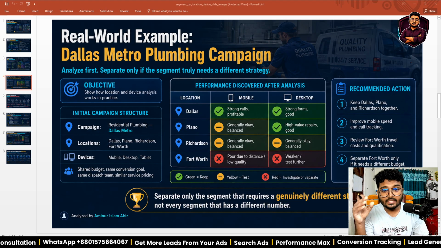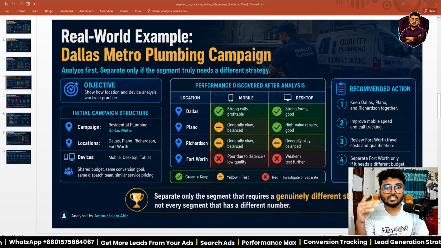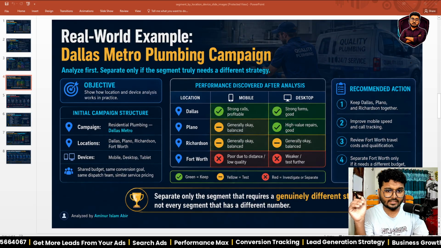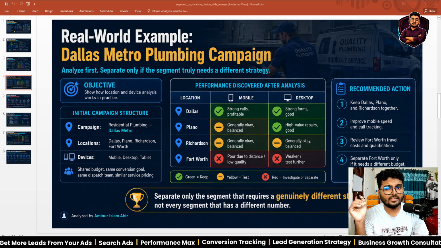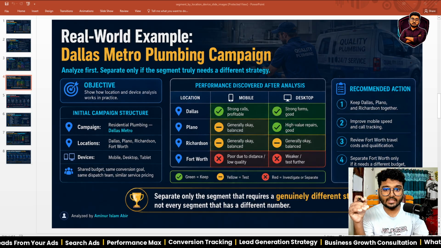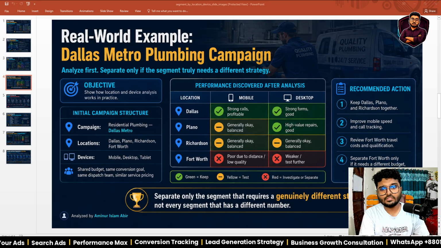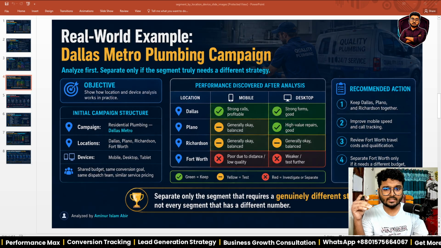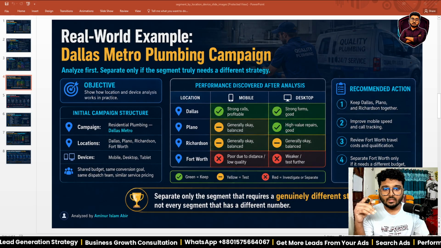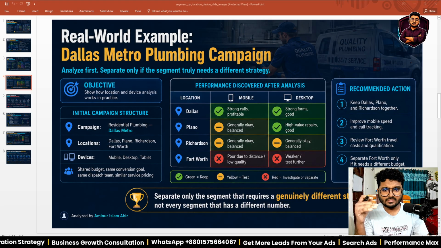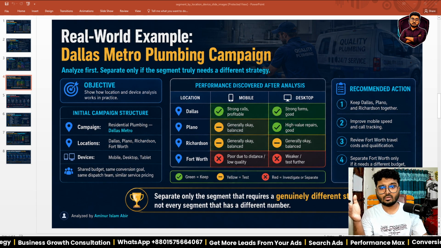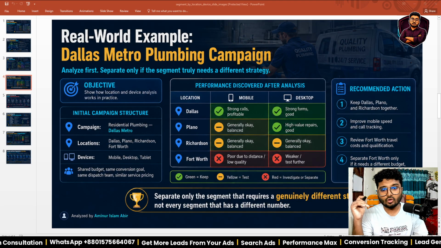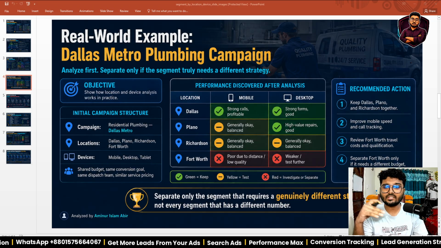A better decision is to keep Dallas, Plano, and Richardson together, improve mobile speed, verify call tracking, and investigate Fort Worth separately. Create a separate Fort Worth campaign only if it needs its own budget, a different service promise, and team, or a different profitability target. Separate the segment that requires another strategy, not every segment that produces a different number. So use segmented data first to find the real exception, then give extra control only where it is needed. Now let's review the common mistakes that make segmentation unnecessarily complex.